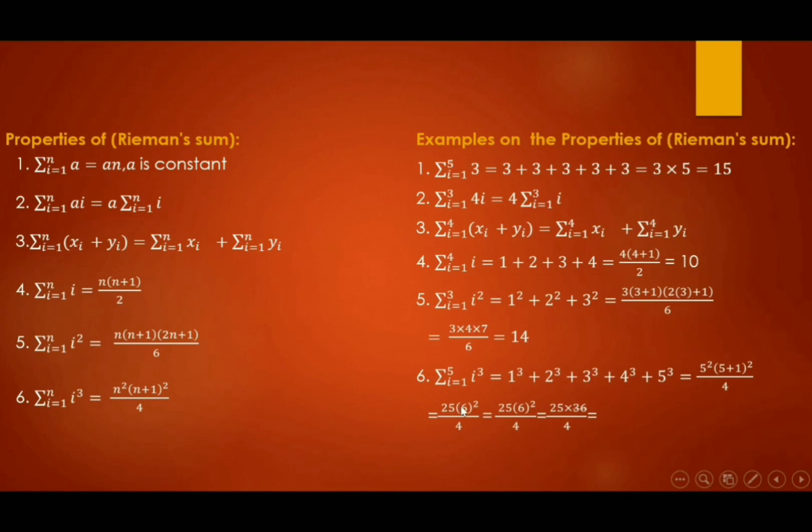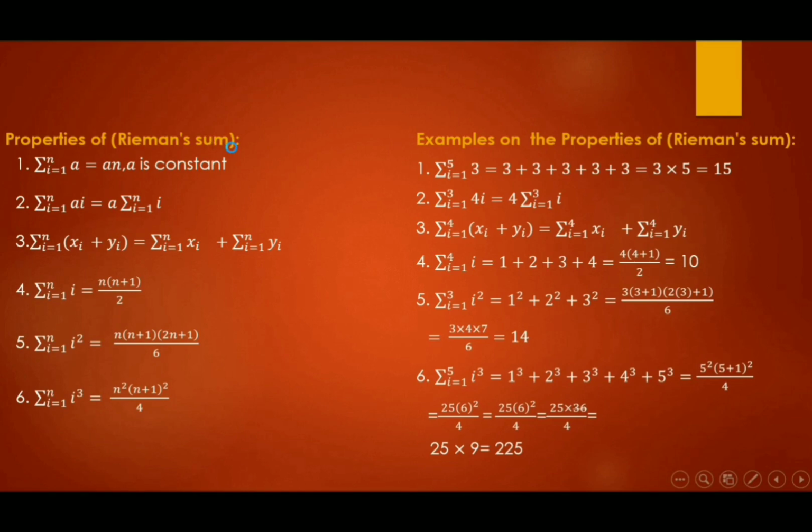25 multiplied by 6 squared over 4, which equals 25 times 36 over 4. After you cancel 36 by 4, you will get 9. 25 times 9 is 225. This is a nice way to add these large numbers when you have a large value of n. So these are called the properties of Riemann's sum.